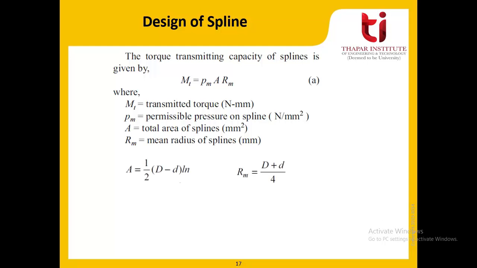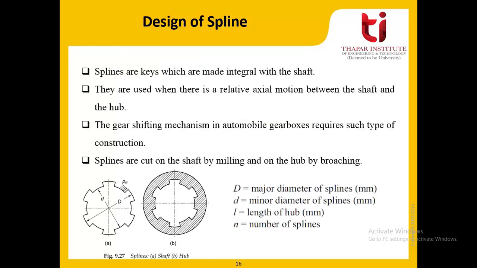Obviously we can see what will be the area. Area is half into D minus d into ln. What is mean radius? These are conventional relationships which can be expressed in terms of the major and minor diameter of the splines.